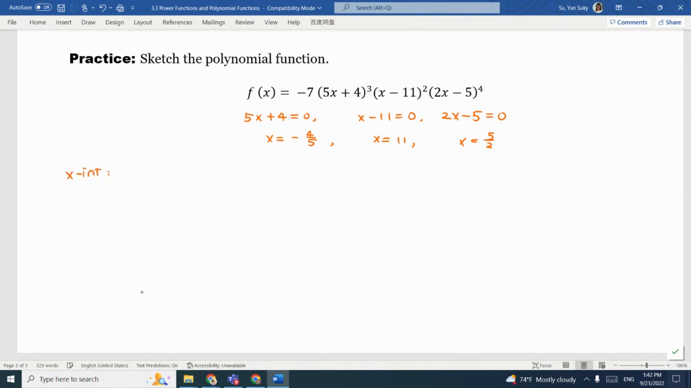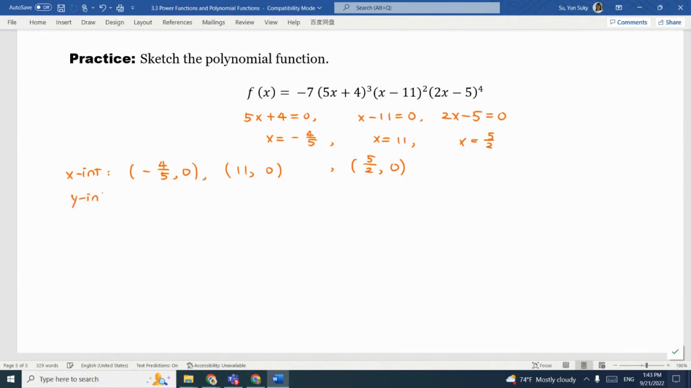So our x-intercepts are negative 4/5, 0, and 11, 0, and 5/2, 0. Do you get that, everybody? So these are the zeros, or you can say the roots. So they are the x-intercepts of the function, right?